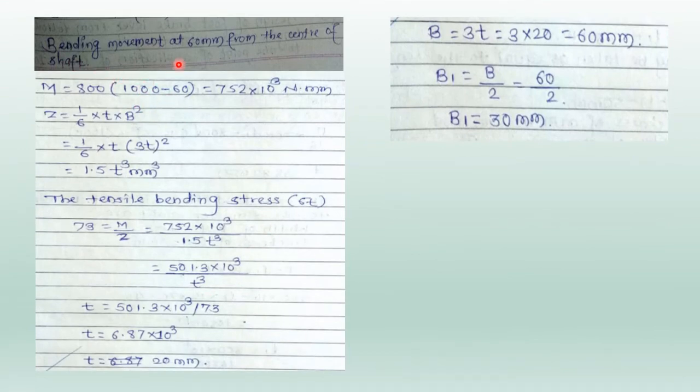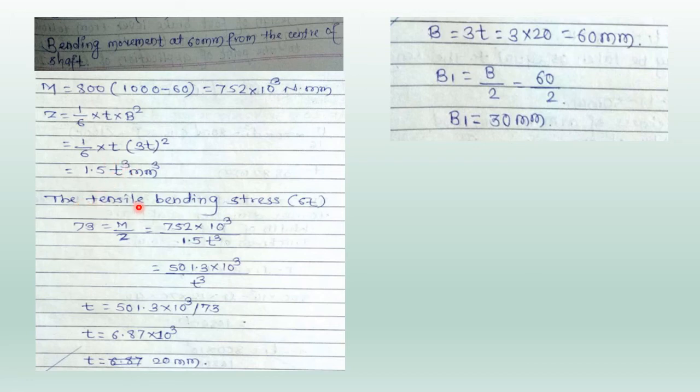So the bending moment at 60 mm from the center of that shaft, you will get M equal to 800 in bracket 1000 minus 60. Now this is capital L minus small l. So you will get 752 into 10 to the power 3 Newton mm. Okay, and then Z equal to pi by 32 into tau into B square. Put down all the values.